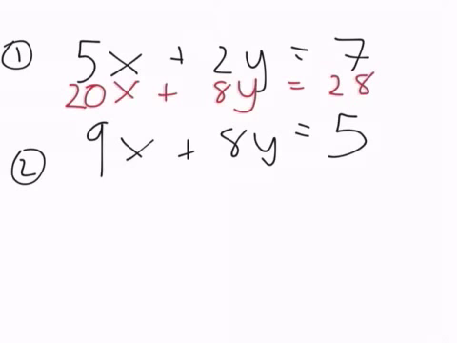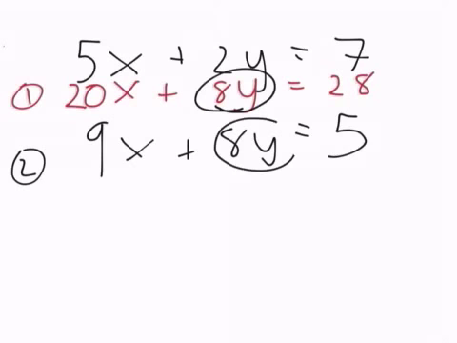Okay, so now I've got two equations. Equation 1 and equation 2 stays the same. You see, the reason why I multiplied it by 4 is because I wanted both to have 8y. I could have found a multiple such that the x's are the same, but I didn't, so the x's are different, 20x and 9x. But I did find a multiple of the first equation such that the y's are the same, 8y and 8y.